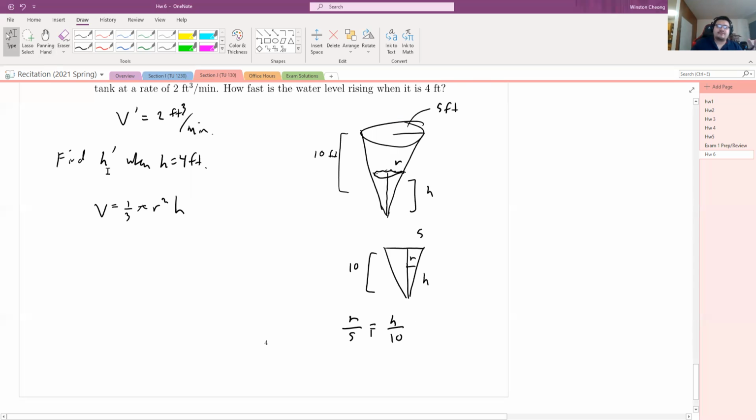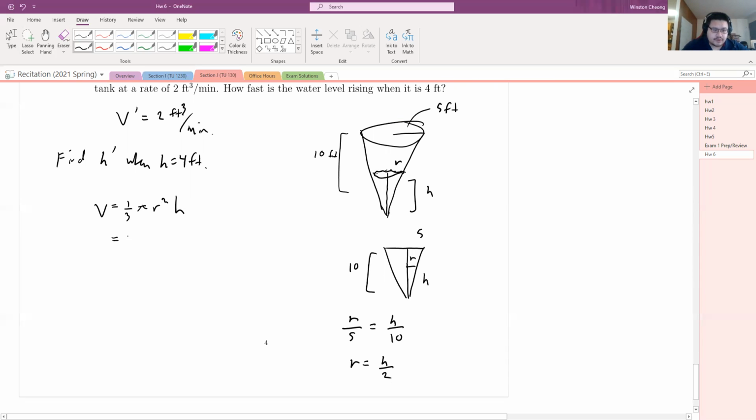So that means I want the H to stick around. I want to get rid of the R. I can replace the R if I can write it in terms of H. And so we just move that over. We get H over 2. Okay, great. Now that we know that, we can actually replace out the R here.